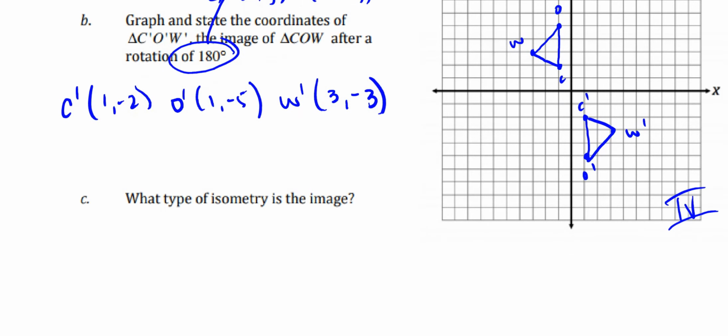What type of isometry is this? The answer is direct, because orientation is unchanged.